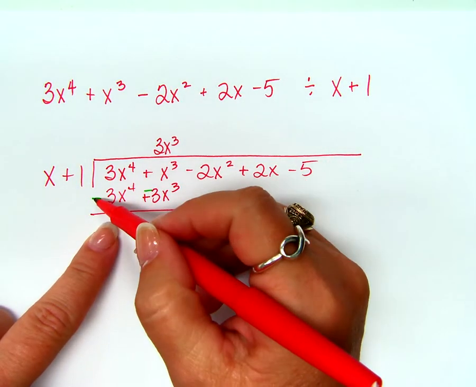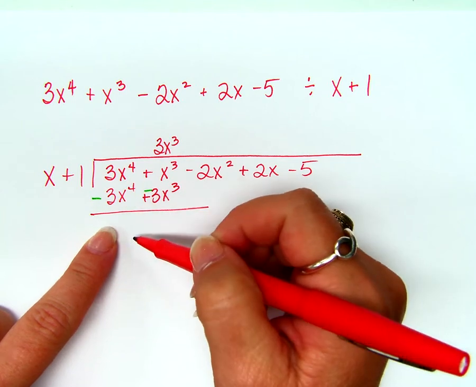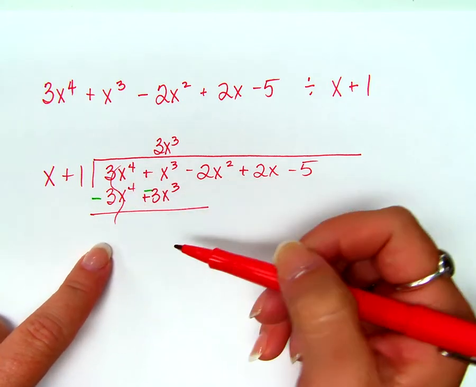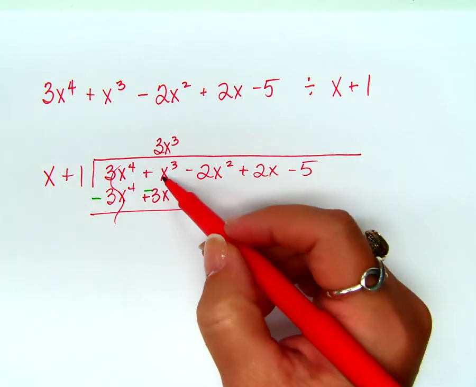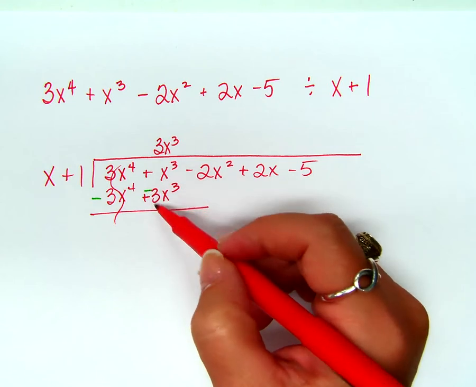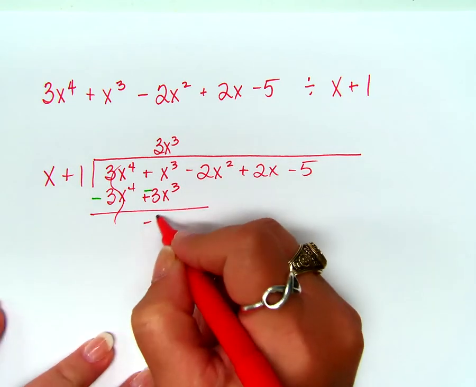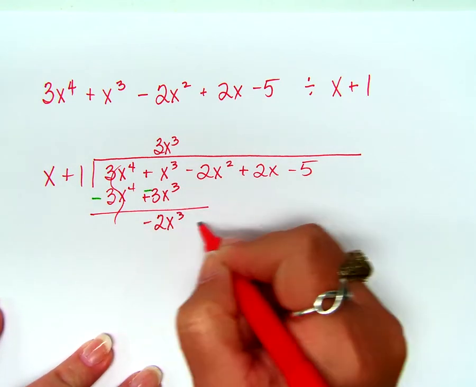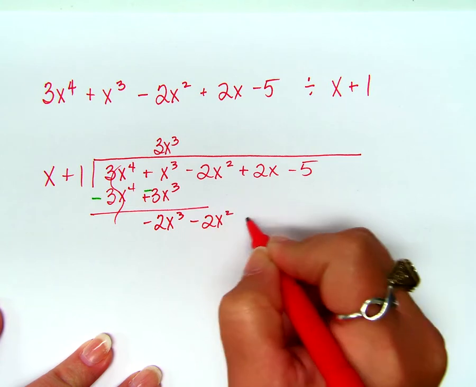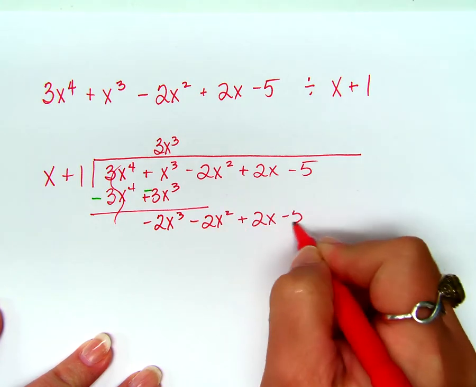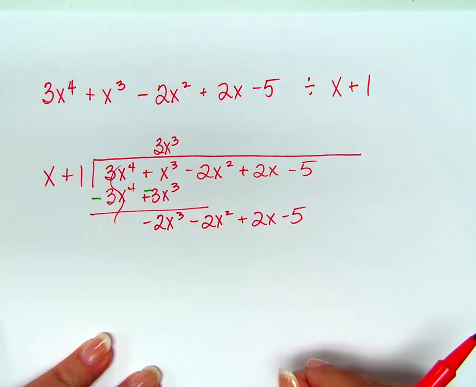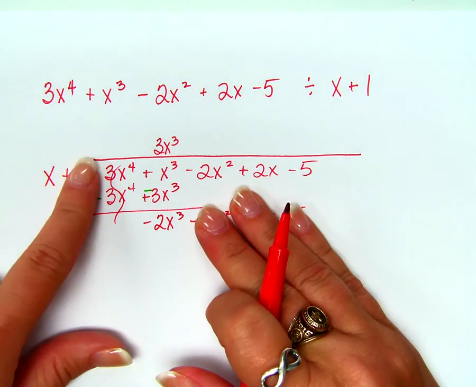3x to the fourth and a negative 3x to the fourth. Yeah, that's 0, so that's what it should be, right? X to the third and a negative 3x to the third, negative 2x to the third. I just brought the rest down, right? Now we start all over again.